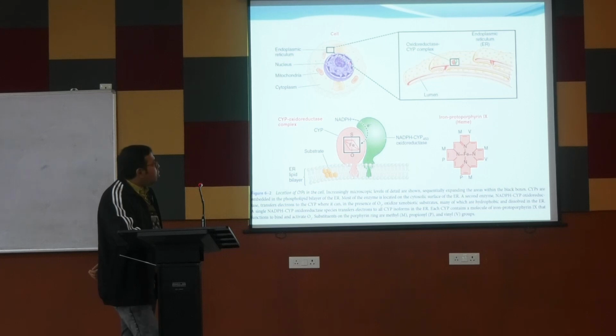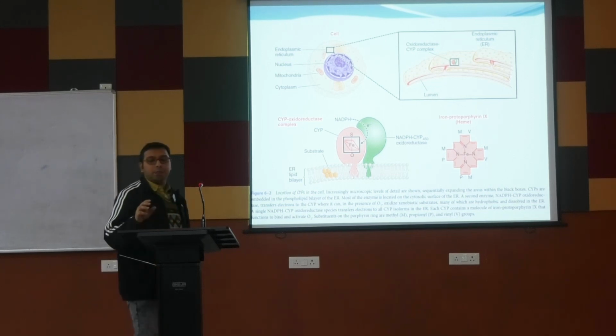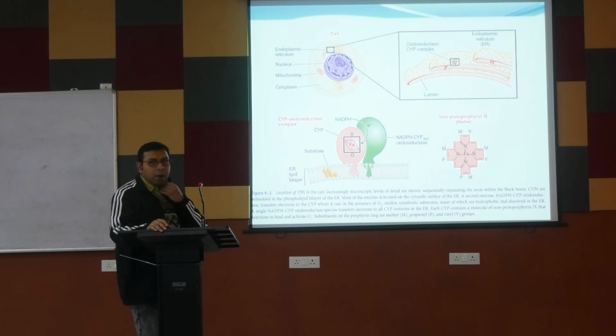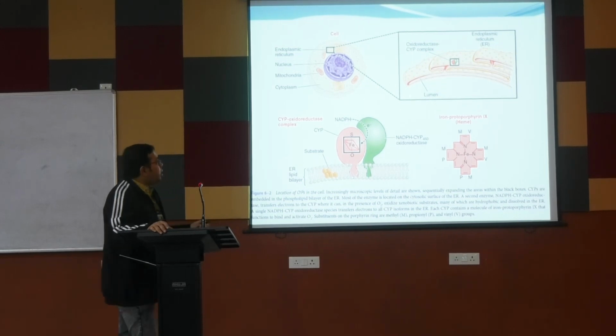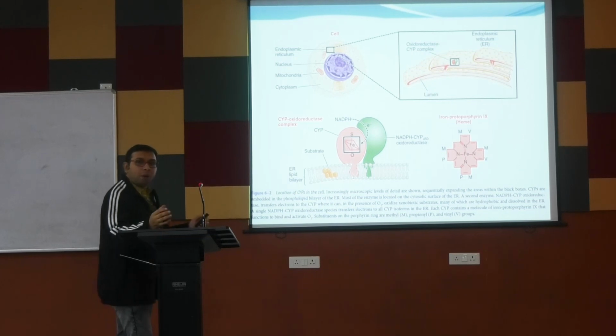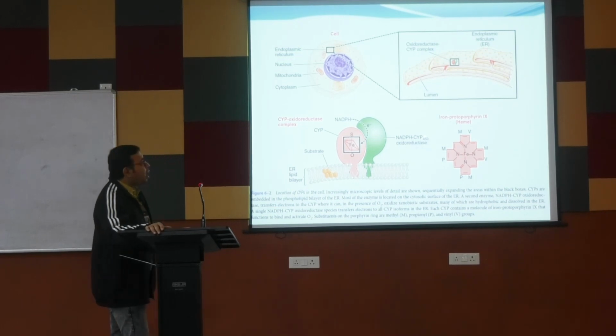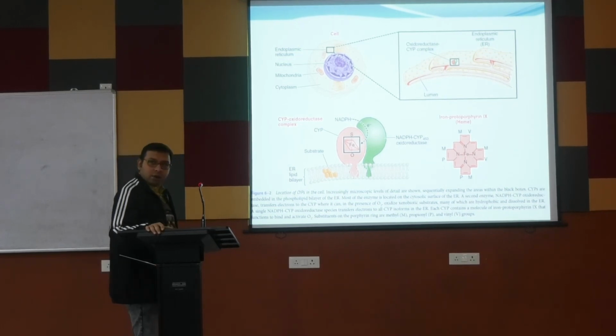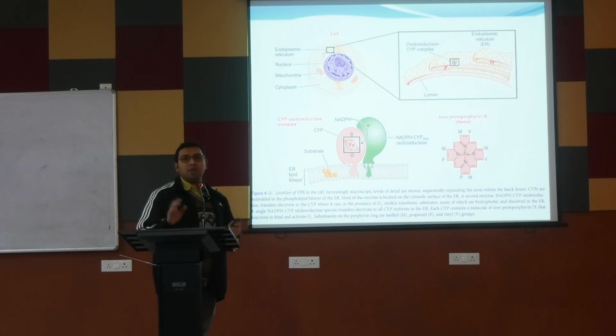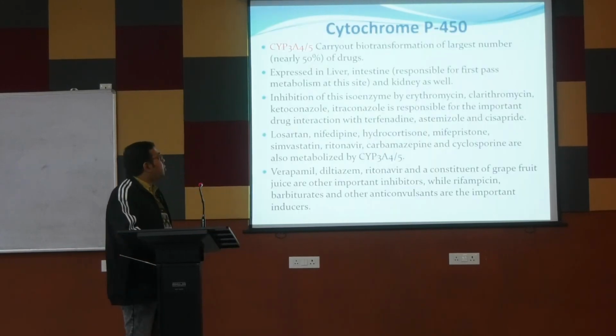So it is clear: the cytochrome P450 enzyme is present at the cytosolic site of the phospholipid bilayer of the endoplasmic reticulum, and it contains an iron protoporphyrin heme complex that is combined with some protein, and it is helped by the electron transfer from NADPH cytochrome P450 oxidoreductase. So this is about the structure, how the cytochrome P450 is formed.